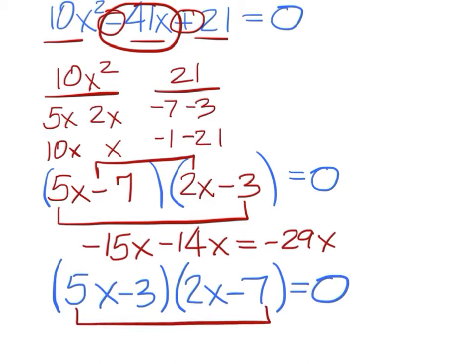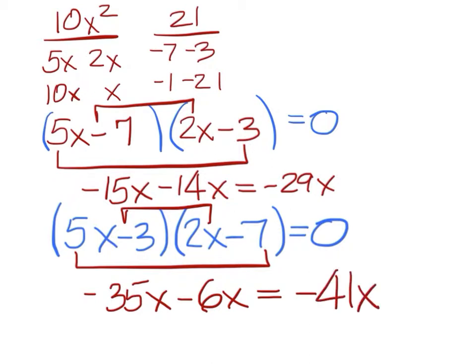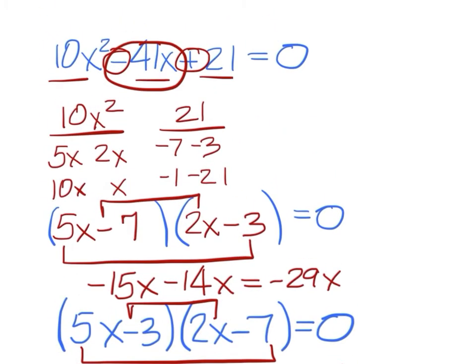That would give me a negative 35x. This will give me a negative 6x. What does that equal? Negative 41x. So that's what I need. That was my middle term from the expression. It came from up here.